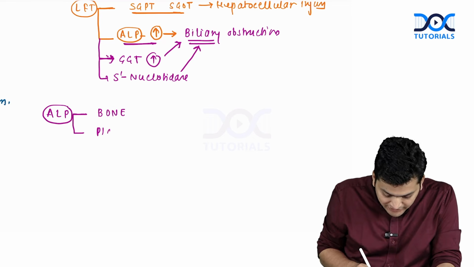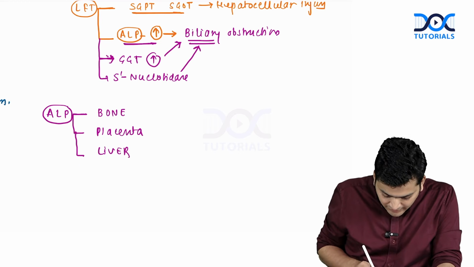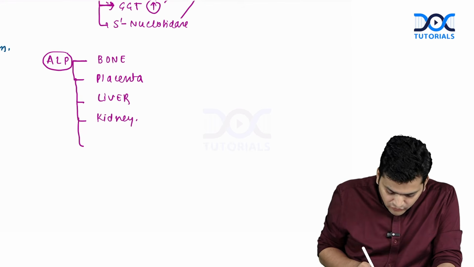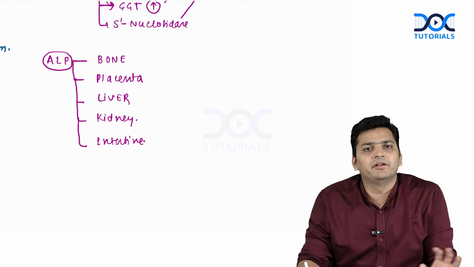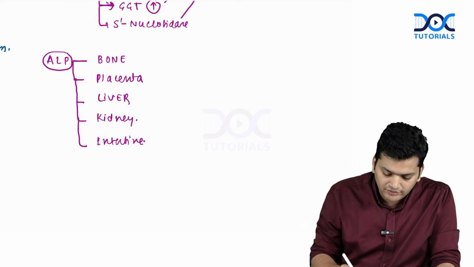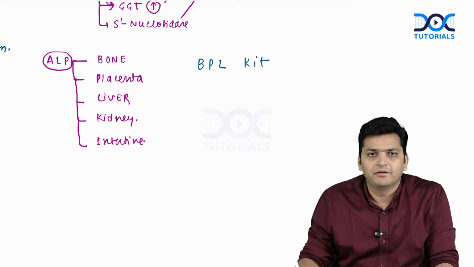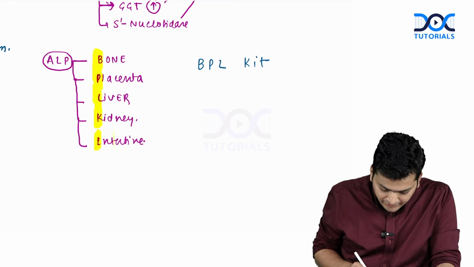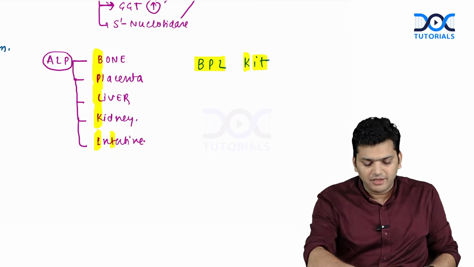It also comes from the placenta. It is there in the liver. Alkaline phosphatase is related to kidney disease also, and it is also related to the intestine. So alkaline phosphatase is actually related to 5 tissues. The mnemonic that we are going to use is BPL kit: bone, placenta, liver, and intestine. BPL kit. Right? So let's summarize the data.